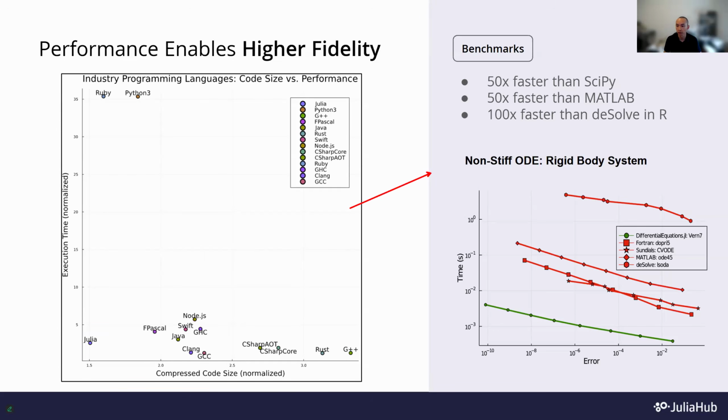On the right side over here, we have a domain-specific benchmark. We have a rigid body system represented as a non-stiff ordinary differential equation. We can see here that the Julia implementation is compared and contrasted with implementations in some other frameworks: Fortran, Sundials, MATLAB, and SciPy. The takeaway here is that for any acceptable error level in our solution, the Julia solution converges anywhere from 1 to 2 orders of magnitude faster than its peers.